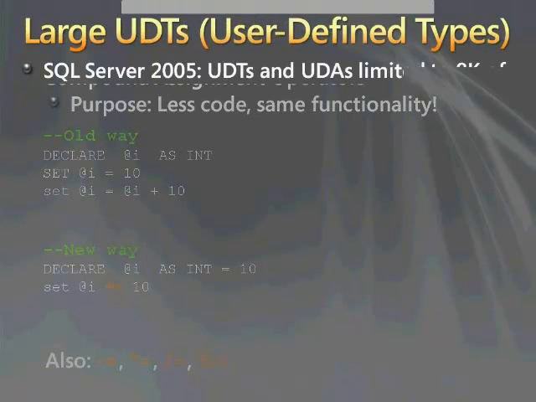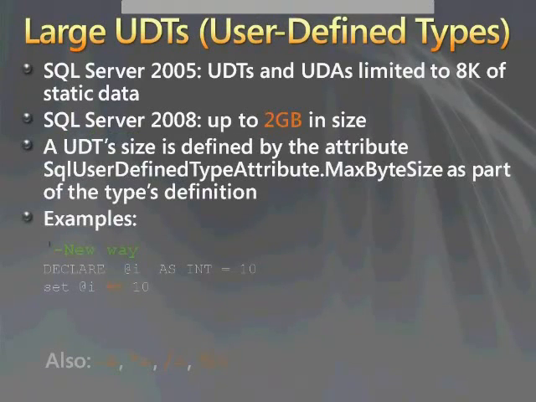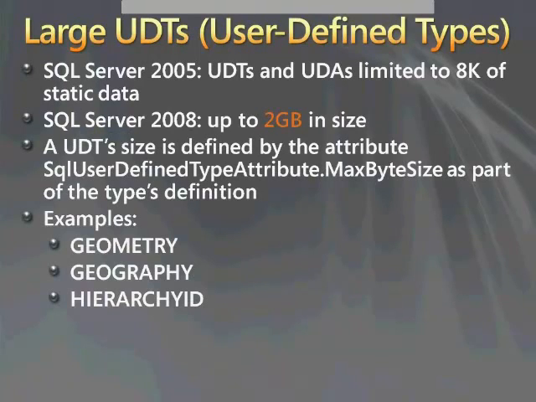In SQL Server 2005, UDTs and UDAs were limited to 8K of static data. This changed in SQL Server 2008, where we are allowed to use large UDTs with size up to 2 gigabytes. A UDT size is defined by the attribute SqlUserDefinedType.MaxByteSize as part of the type's definition. Examples of large UDTs in SQL Server 2008 are the geometry and geography, which are used for spatial data, and hierarchyid. All these are CLR data types.